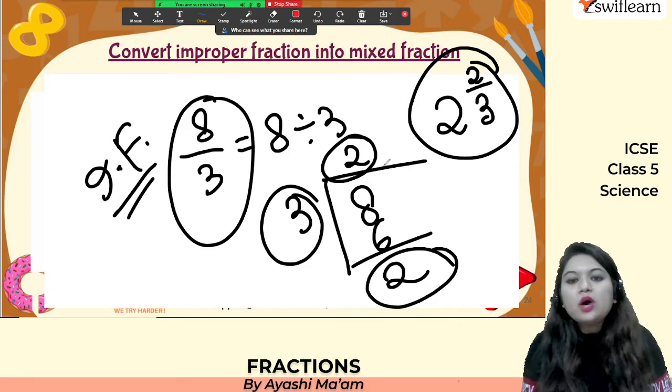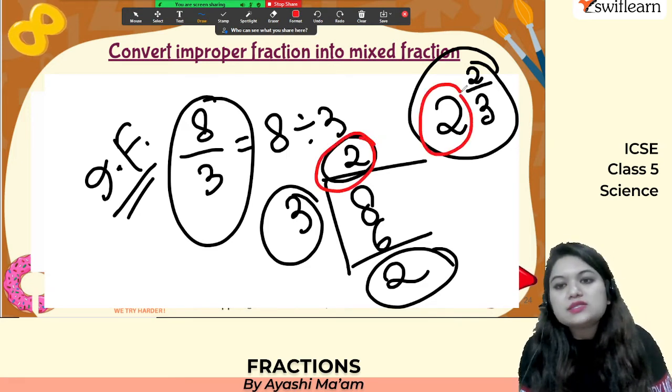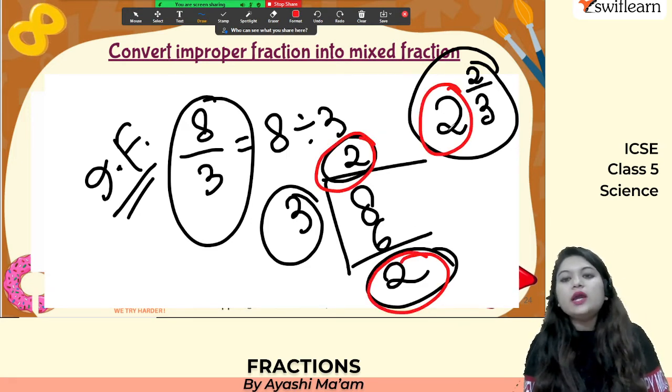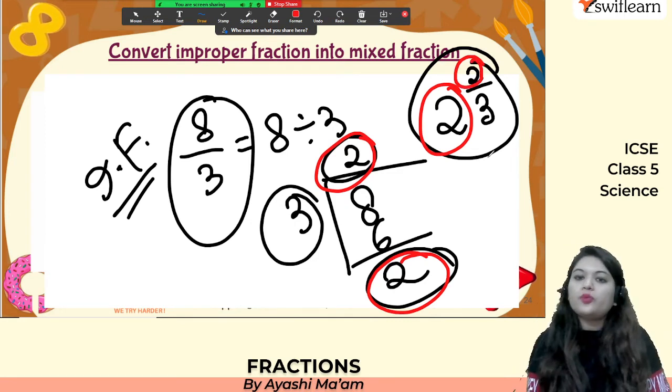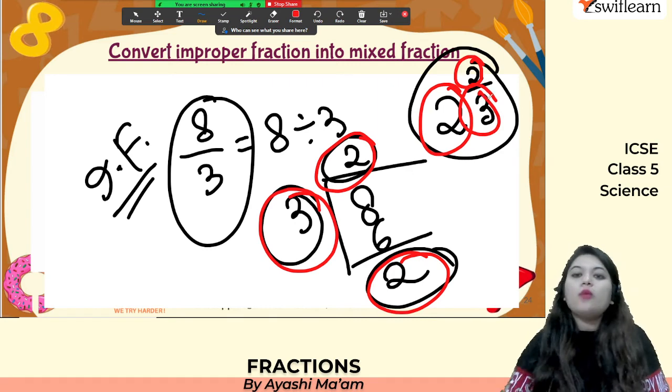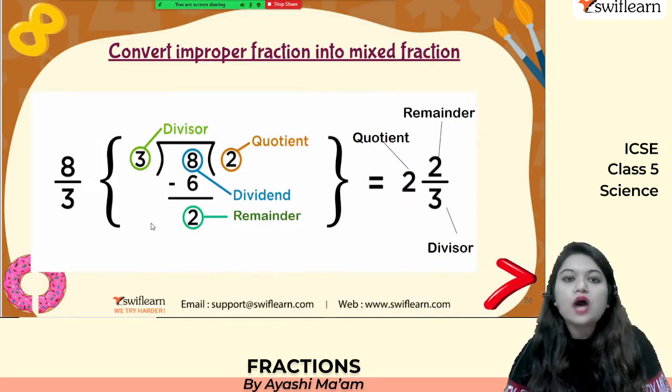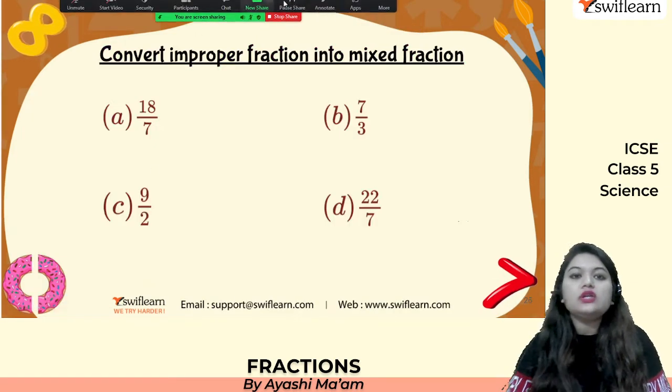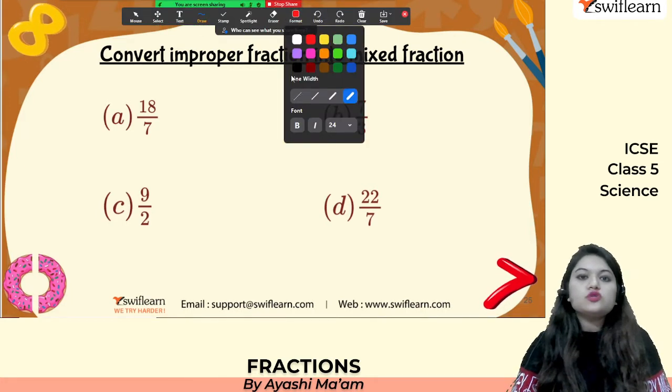Simply divide it. Whatever is the quotient, make it the whole number. Whatever is the remainder will become the numerator of the proper fraction, and whatever is the divisor will become the denominator of the proper fraction. This is how you can convert the improper fraction into a mixed fraction. So let's do some more examples.